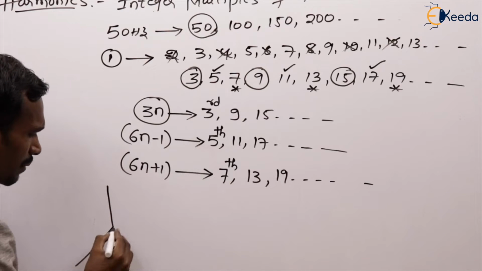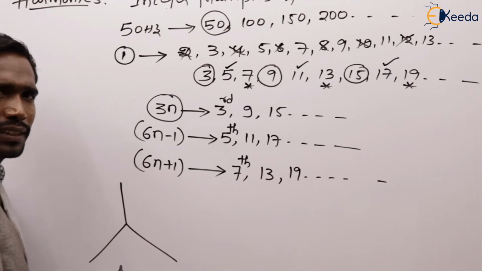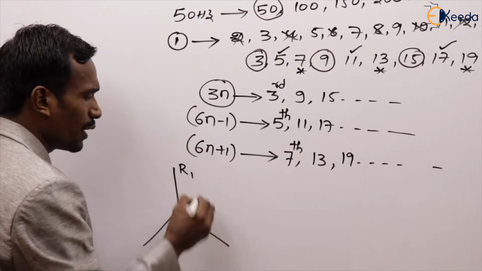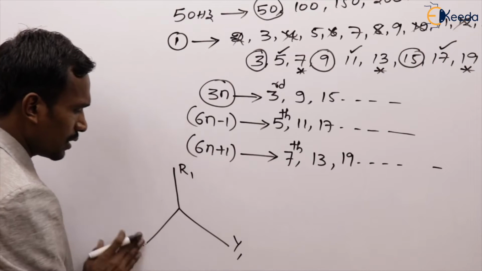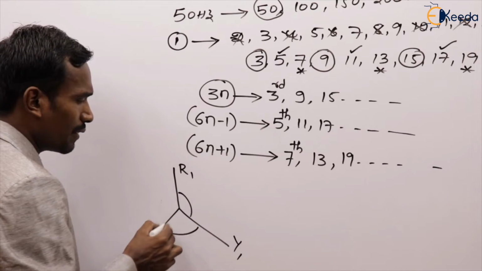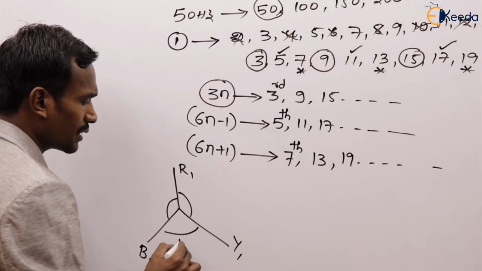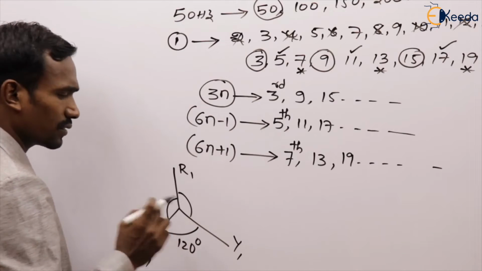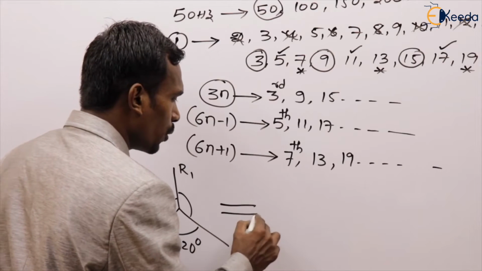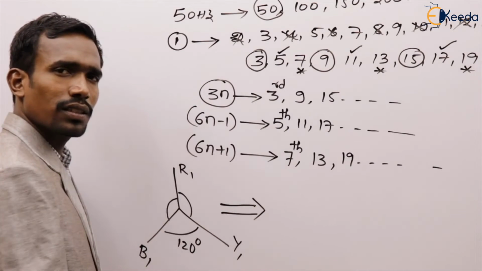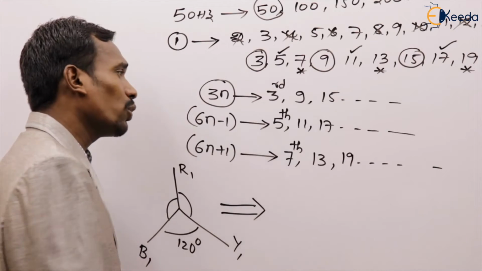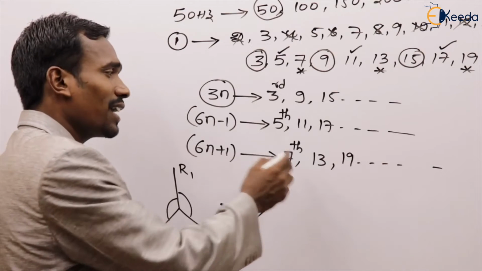Generally, we have fundamental frequency parameters like this. These are the fundamentals. For example, this is R1, this is Y1 and this is B1. Each is displaced by 120 degrees. Right? Now I want to see how they form the 3rd group, the 5th group and the 7th group.